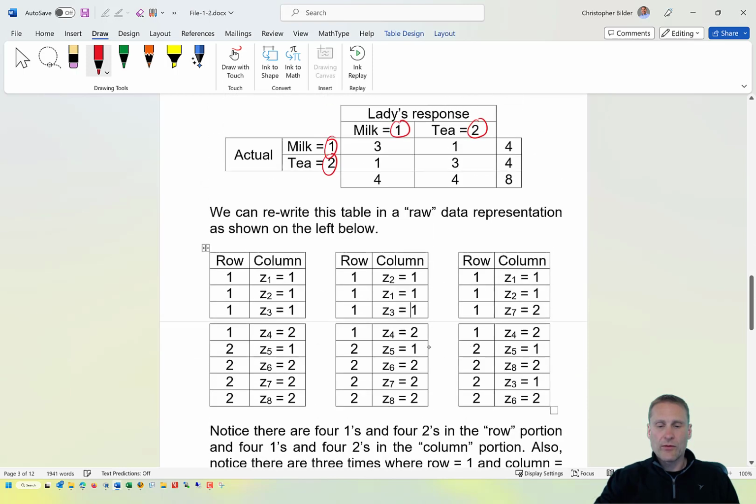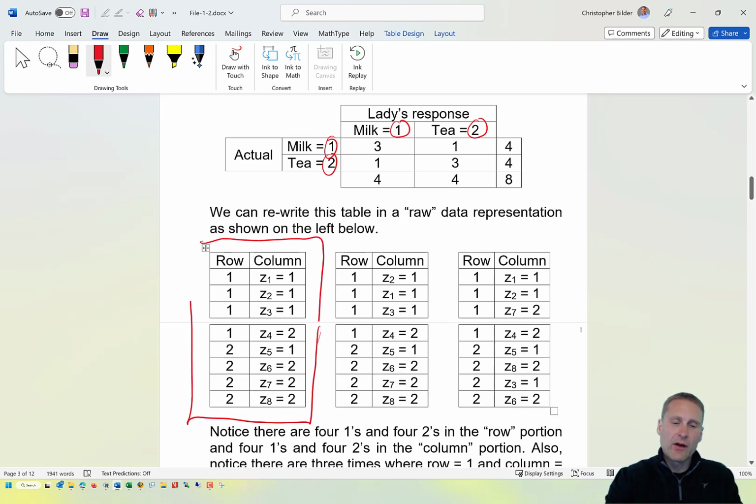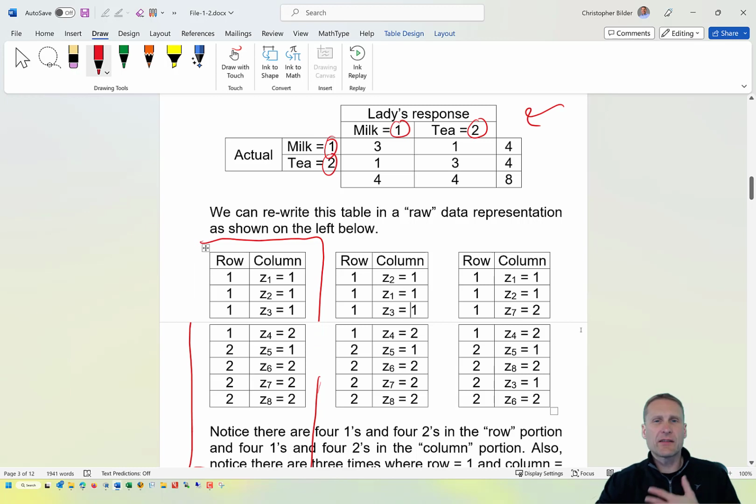So let me remove that break there. The first table here is what we have displayed here. This is, let's say, the original set of responses. To help us see what's going on, we have row 1, column 1, row 1, column 1, row 1, column 3. It's hard to say this sometimes. We have 3 times a combination of row 1 and column 1. That's why I have the 3 there.